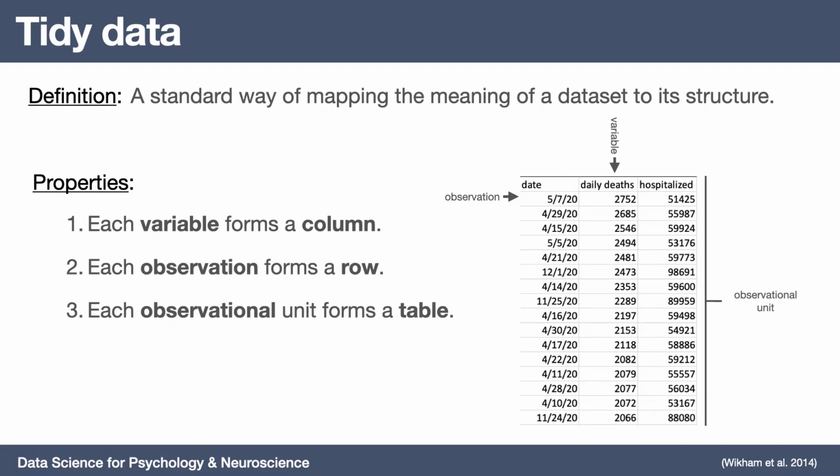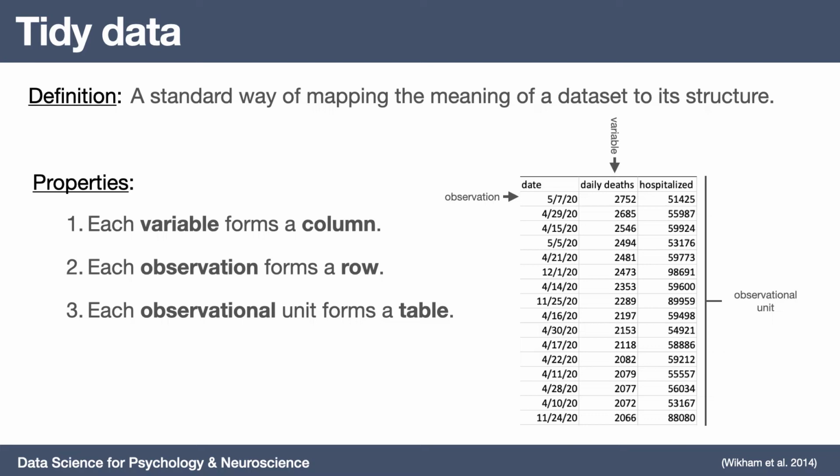And most importantly, each observational unit forms a table. An observational unit, in this case, is a target of a question. So if I'm asking about properties of variation in COVID deaths, hospitalizations, and diagnoses, that would be a single observational unit. We'll get into a little bit more detail about this in a little bit.